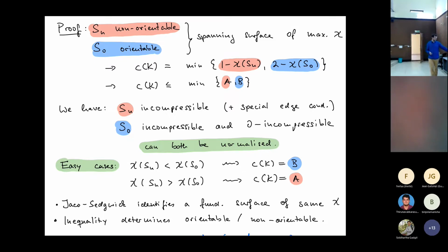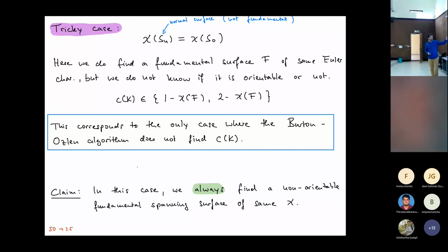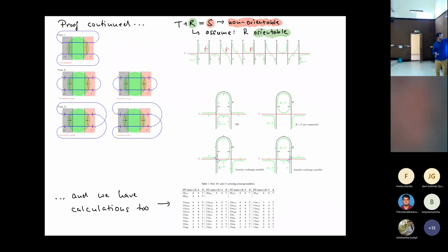So Jaco–Rubinstein just gives us a fundamental normal surface of the same Euler characteristic. It doesn't tell us something about orientable and non-orientable. So the tricky case is if these normal surfaces have the same Euler characteristic, right? And this corresponds to the only case where Ben Burton and Melih Özlen sort of gave up, right? And left that. And this is where the real proof starts, where you then have to use facts of knot complements, that every torus is separating. This is a torus, this is the rest of the surface.